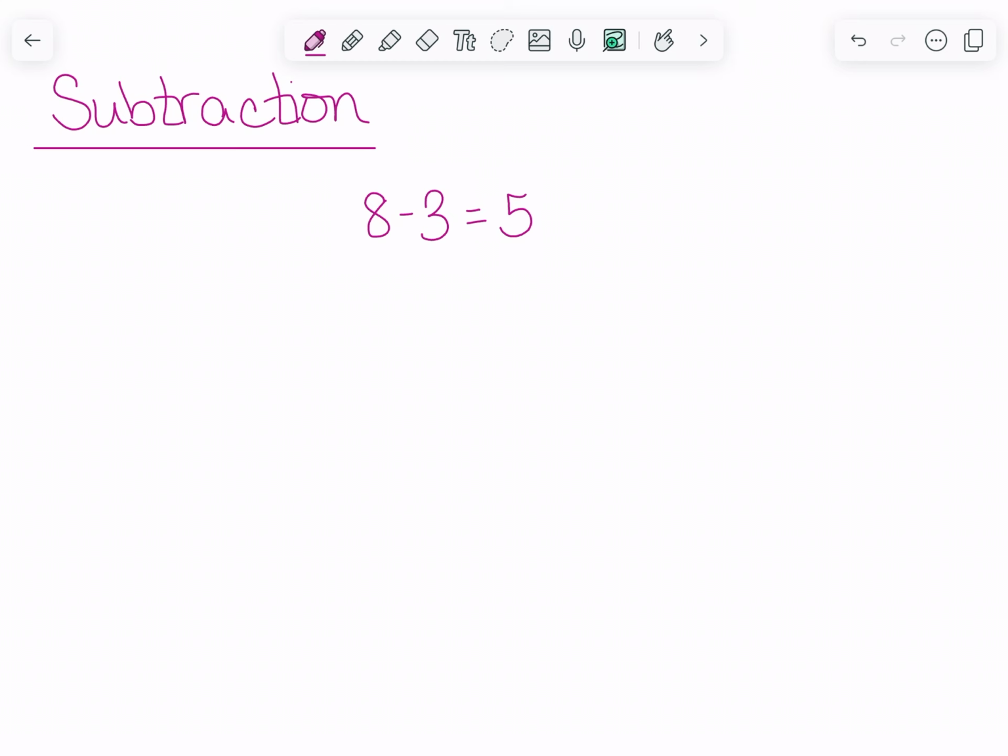We can also define a subtraction problem in terms of addition. Saying a problem like 8 minus 3 is equal to blank corresponds to the problem 3 plus what equals 8.